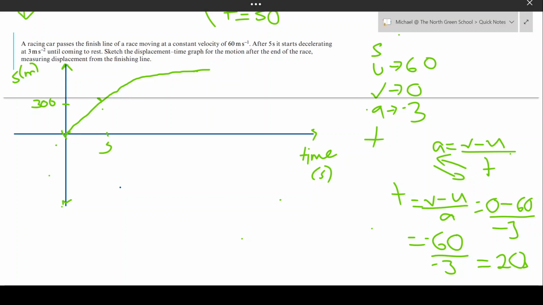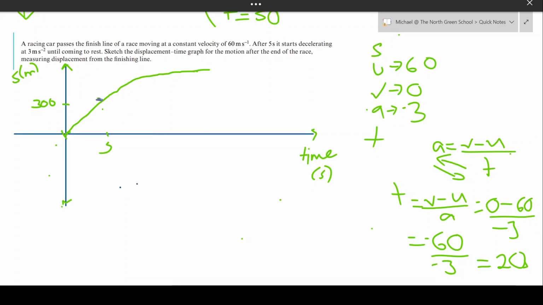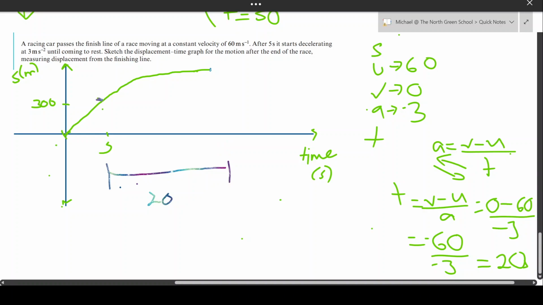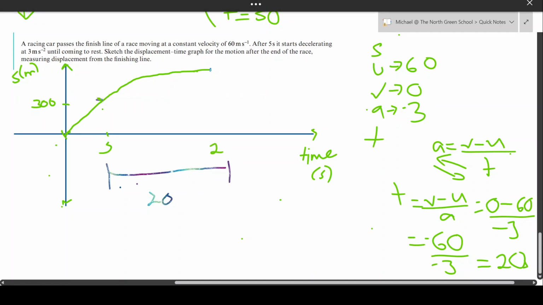Now you need to be quite careful about this. This is how long it takes to get from a speed of 60, which was somewhere there, to a speed of 0, which is when it's completely flat. So this time here is 20 seconds. But you can't just label this as 20. No, this must then be 25, because the 20 seconds come after the 5. So it's 5 plus 20. The 20 seconds were the time taken to slow down.